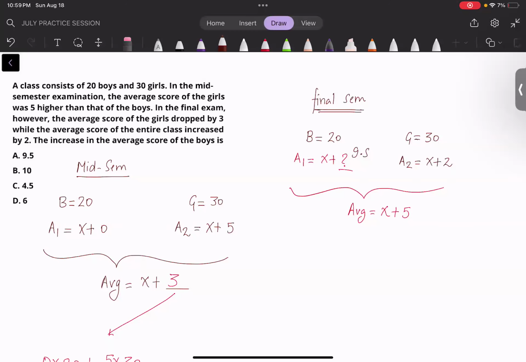Now carefully answer. Observe the boys in the mid sem. Observe the boys in the final sem. Observe their average in the mid sem and final sem. Is it increasing or decreasing? Increasing. Increasing by how much? From 0 to 9.5. So increasing by 9.5. So this is your answer. Understood? All of you?